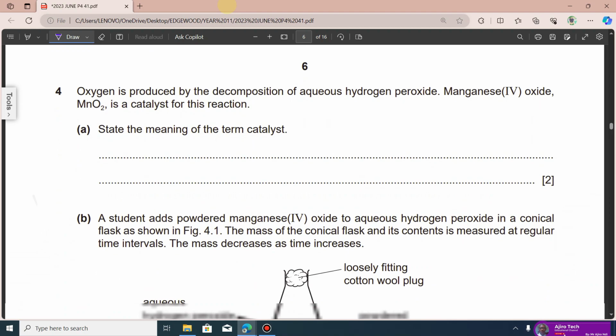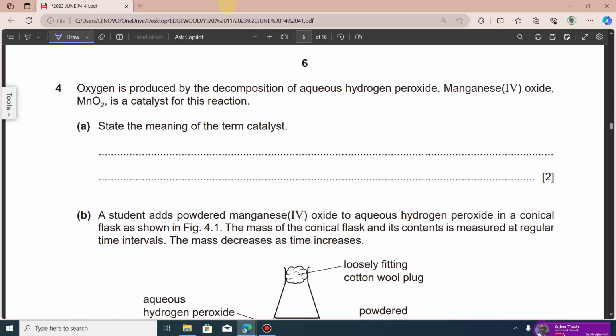All right, moving forward. Oxygen is produced by the decomposition of aqueous hydrogen peroxide. Manganese(IV) oxide is a catalyst for this reaction. State the meaning of the term catalyst. These are quite easy questions, and there are just 2 points you need to state in questions like this.